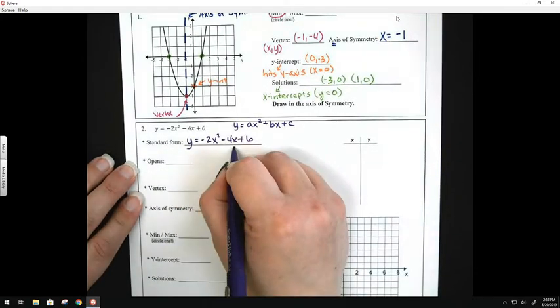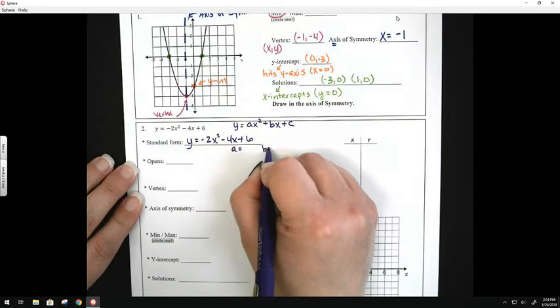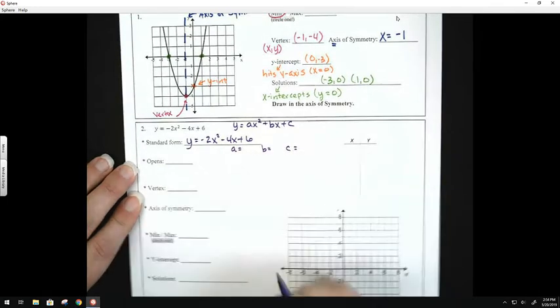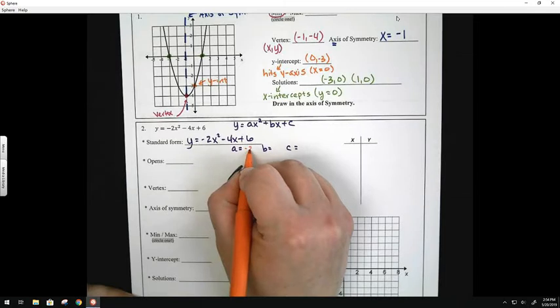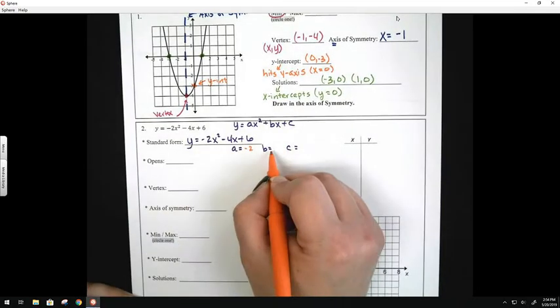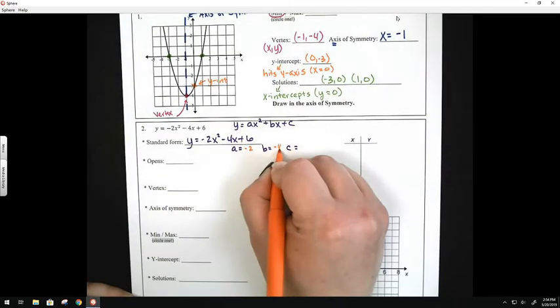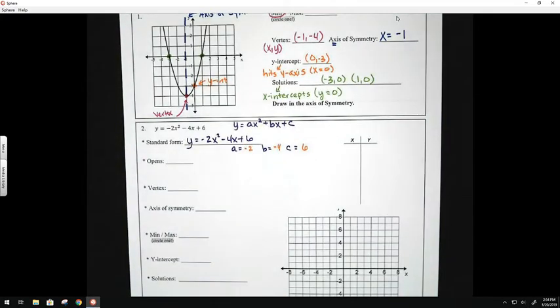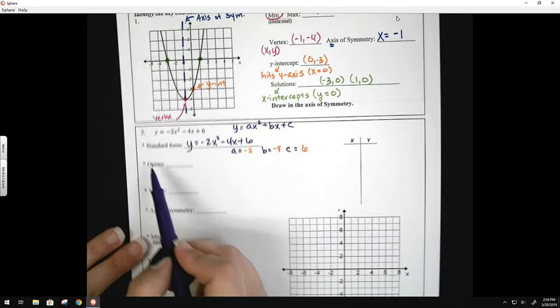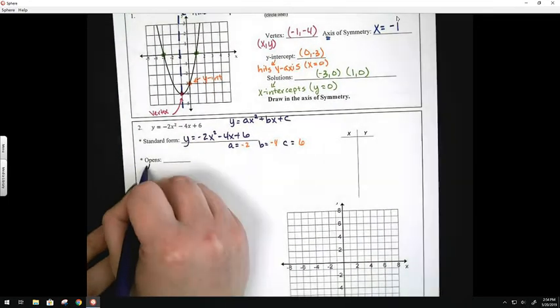So we need to identify a, b, and c, because we're going to need that in order to move on. So our a value is -2. It's the leading coefficient. Our b value is -4, and our c value is 6. It's really, really important to make sure that you're in standard form and that you then identify those values correctly. To decide whether the parabola opens up or down, we need to look at the leading coefficient.